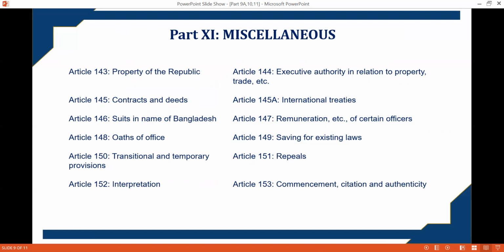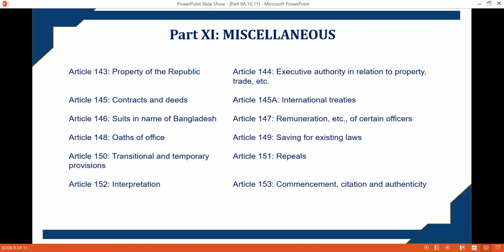Under Article 144, the Republic exercises executive authority over the acquisition, sale, transfer, mortgage, and disposal of property, including carrying out trade, business, and making of any contract. Under Articles 145 and 145A, all contracts and deeds made in the exercise of executive authority of the Republic shall be expressed to be made by, and executed on behalf of the President, in such manner as directed by the President, who alongside any other person shall not be personally liable for any such deed or contract made or executed.